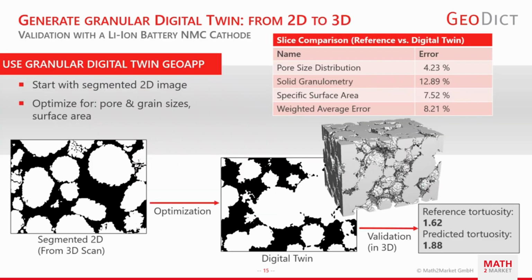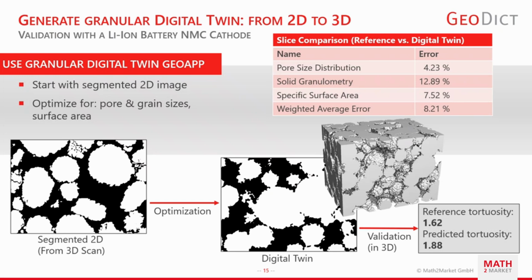Then we are also working on a method to create a three-dimensional microstructure from a single 2D image. For this, we now have the 2D to 3D GeoApp in the new GeoDict 2025. What you do here is create only one single 2D cross-section image of your sample. That is much cheaper and easier to get than a complete 3D scan. The GeoApp analyzes the segmented 2D image, calculates the statistics from this 2D image, and then creates a three-dimensional digital twin.